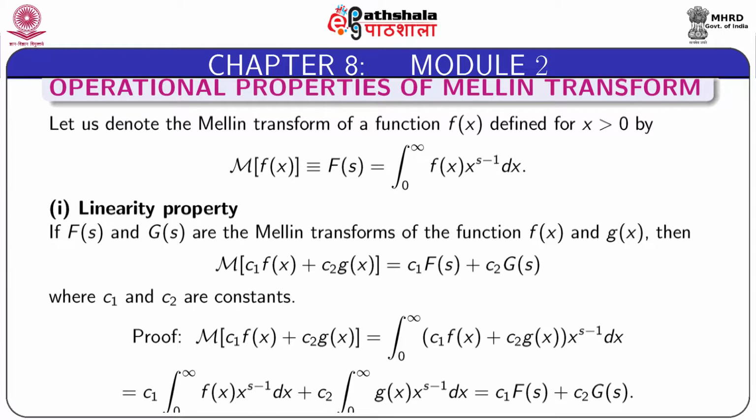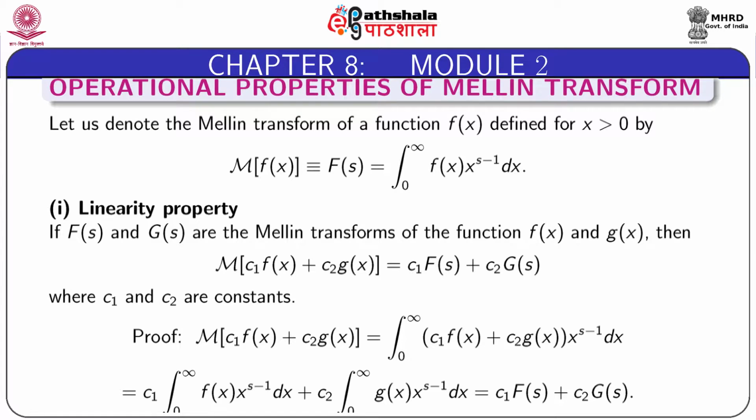Now we shall discuss the properties of Mellin transform. First property is the linearity property. If capital F(s) and capital G(s) are Mellin transforms of the functions small f(x) and g(x), then the Mellin transform of C1 f(x) plus C2 g(x) equals C1 capital F(s) plus C2 capital G(s), where C1 and C2 are some constants.